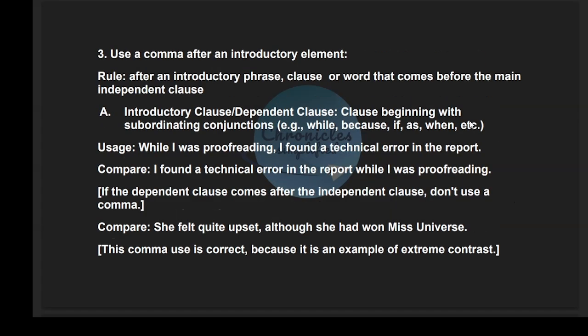Rule number 3. Use a comma after an introductory element. That is, after an introductory phrase, clause or word that comes before the main independent clause. The first type, introductory clause or dependent clause. That is, clause beginning with subordinating conjunction such as while, because, if, as, when. Look at this sentence. While I was proofreading, I found a technical error in the report.